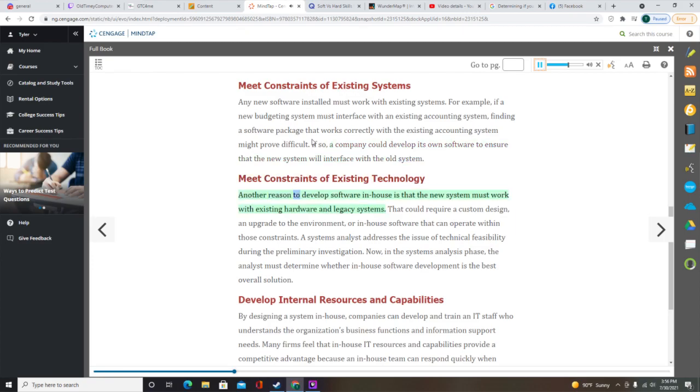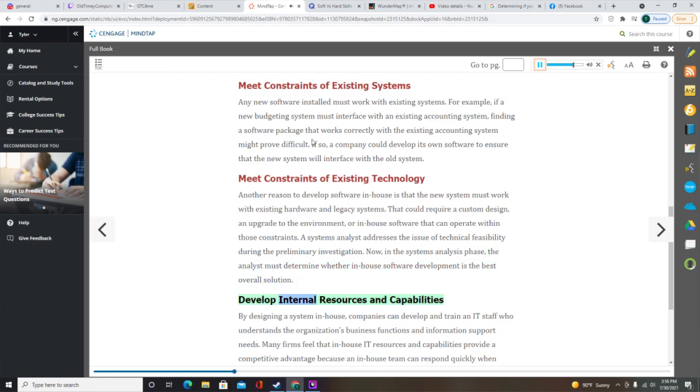Meet constraints of existing technology. Another reason to develop software in-house is that the new system must work with existing hardware and legacy systems. That could require a custom design, an upgrade to the environment, or in-house software that can operate within those constraints. A systems analyst addresses the issue of technical feasibility during the preliminary investigation. Now, in the systems analysis phase, the analyst must determine whether in-house software development is the best overall solution.